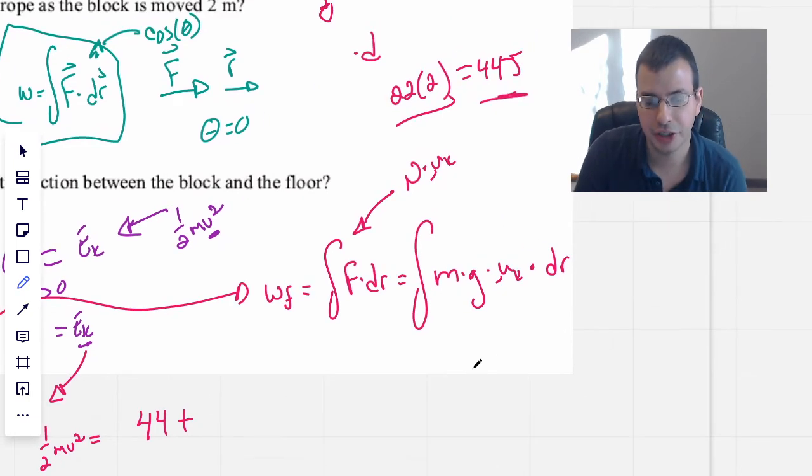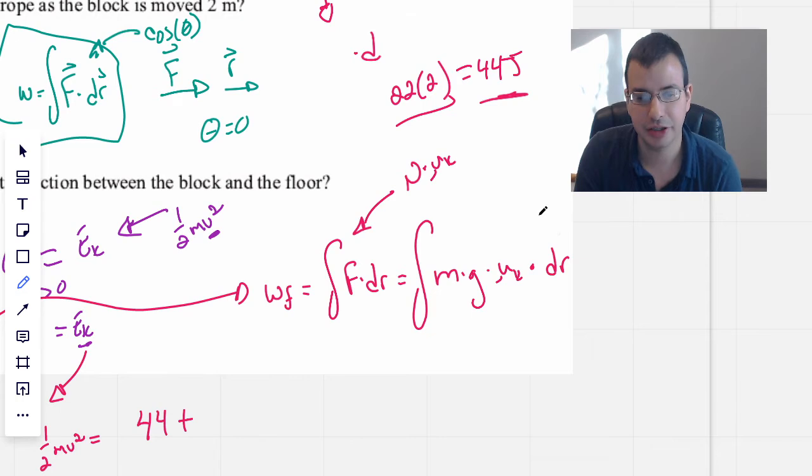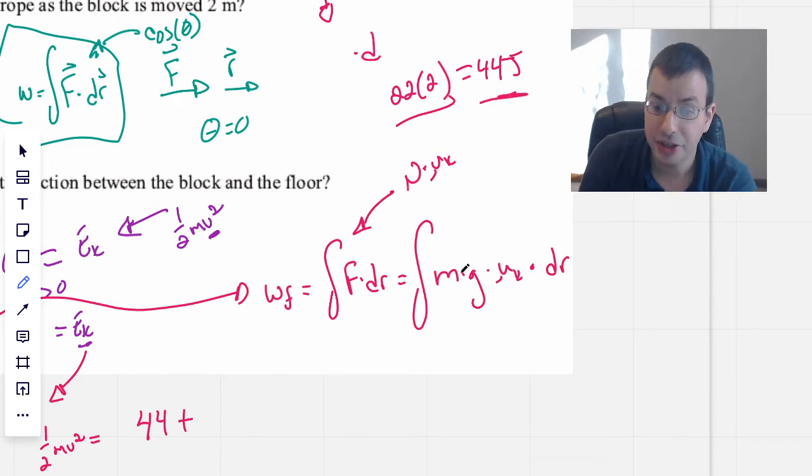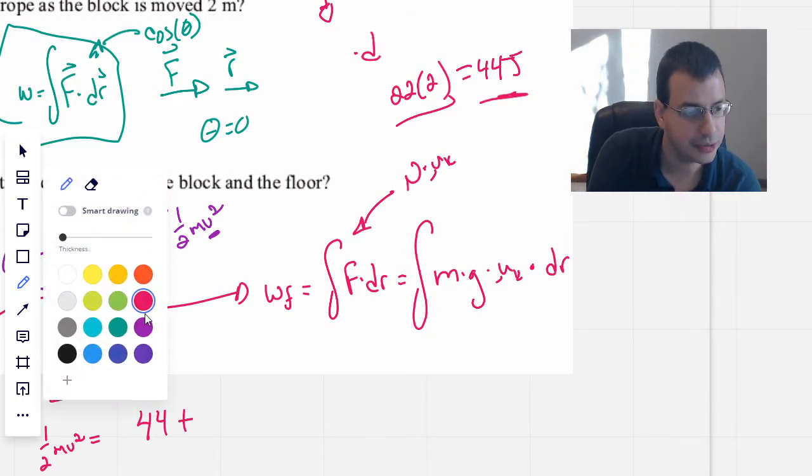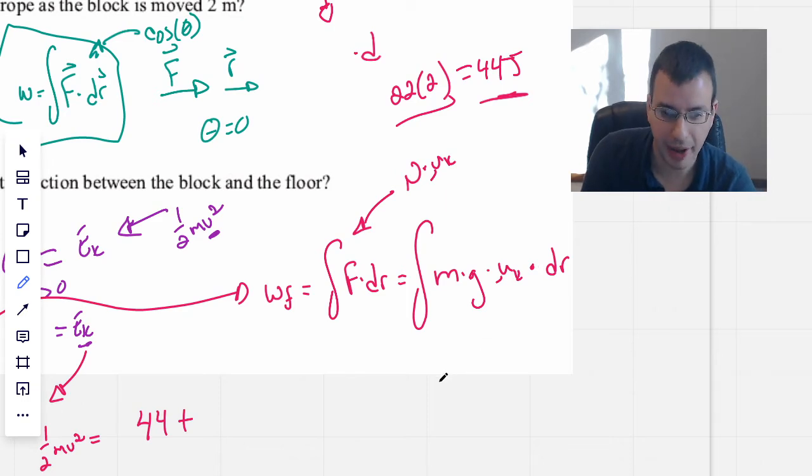Integral. So these are multiplying, that's a dot product. But these are also all constants, so we can pull them out. So what we're left with is something like mass times gravity times mu k times delta r.